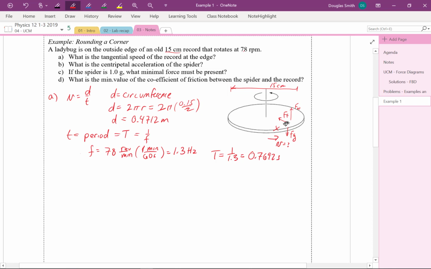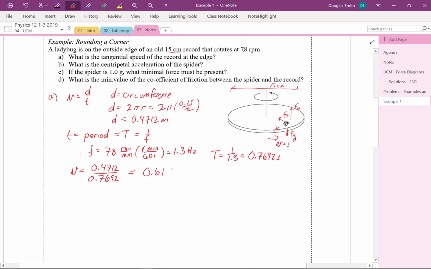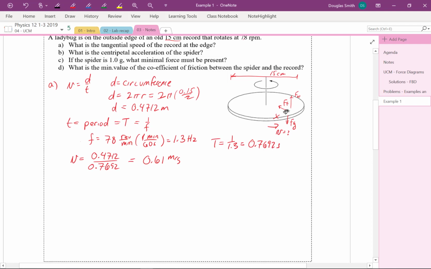So then finally your velocity would be, again, distance divided by time, or circumference divided by period. So 0.4712 divided by 0.7692, and I get 0.61 meters per second. Okay, what's the centripetal acceleration?